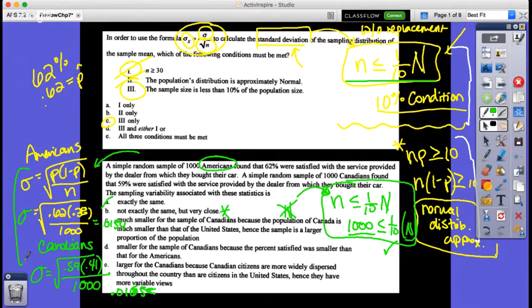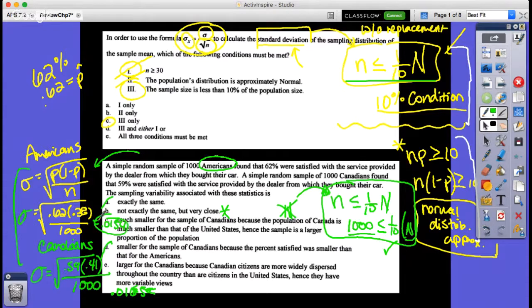D says smaller for the sample of Canadians because the percent satisfied was smaller than that of the Americans. Well, that has nothing to do with it necessarily, as we see here, we plugged it in and found that out. E says larger for the Canadians because Canadian citizens are more widely dispersed throughout the country, hence they have more variable views. Well, that's not even talking about variability. Variability is the spreading out of your data, not the spreading out of citizens, okay?